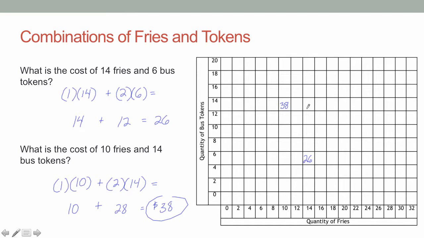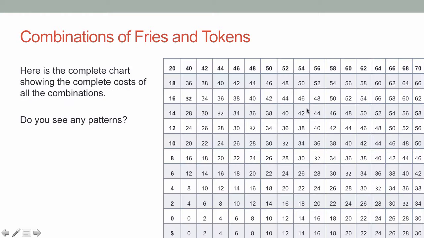There we go. We're starting to organize it. We're starting to think about a lot of different situations, right? A lot of different combinations of fries and tokens. Here's the complete chart. So this is if we went through and if we filled out every single thing. Do you see any patterns going on in this chart?